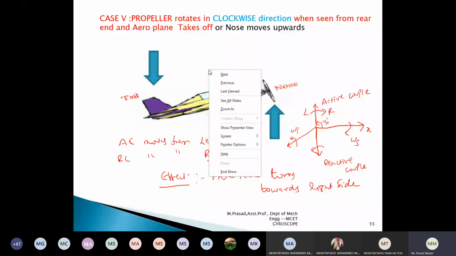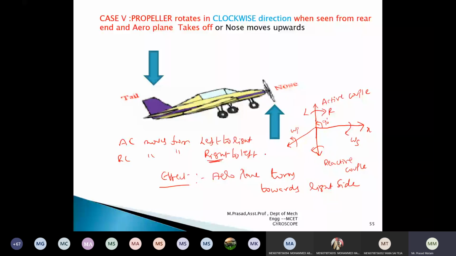Active couple tries to move in clockwise. Means it tries to move like this. Reactive couple tries to move in anti-clockwise motion. Got it. This is the active couple and this is the reactive couple. Tries to move anti-clockwise motion means again what is this type of motion here? What type of turn it is? Right turn or left turn? It is the right turn. Reactive couple tries to move towards the right turn. Active couple tries to move towards the left turn.